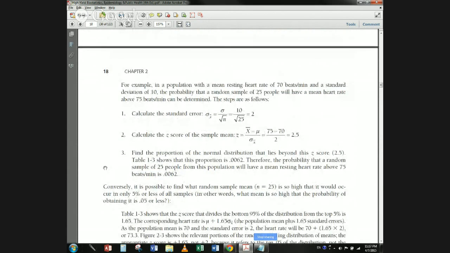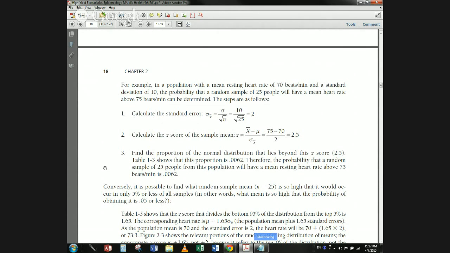For example, in a population with a mean resting heart rate of 70 beats per minute and a standard deviation of 10, the probability that a random sample of 25 people will have a mean heart rate above 75 beats per minute can be determined. The steps are as follows.